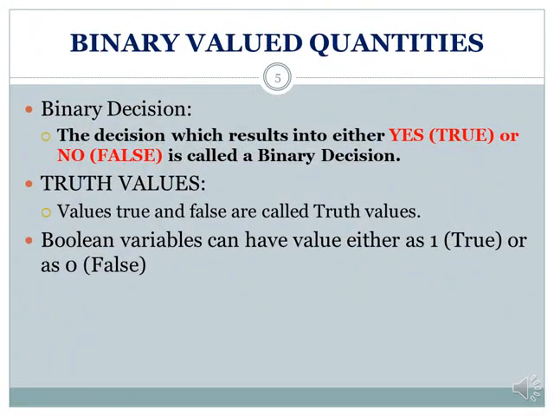Binary valued quantities. It is based upon binary decisions, like either true or false, or yes or no, as we already discussed. So truth values represent yes or no. If it is yes, it will be represented as true. If the decision is no, it will be represented as false. True and false are called truth values. Here the Boolean variables can have either 1 for true or 0 for false. The variable holds the value 1 for true and 0 for false.